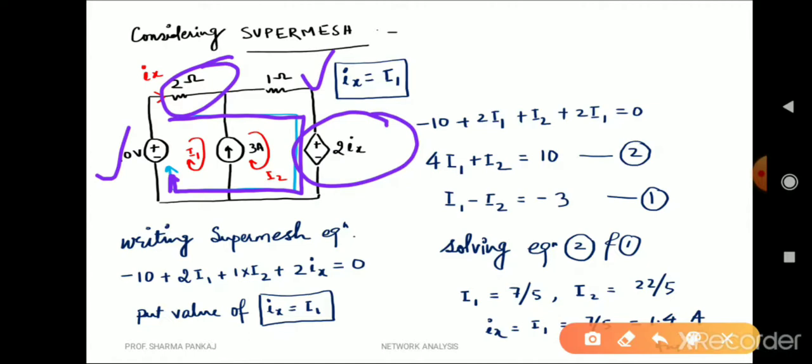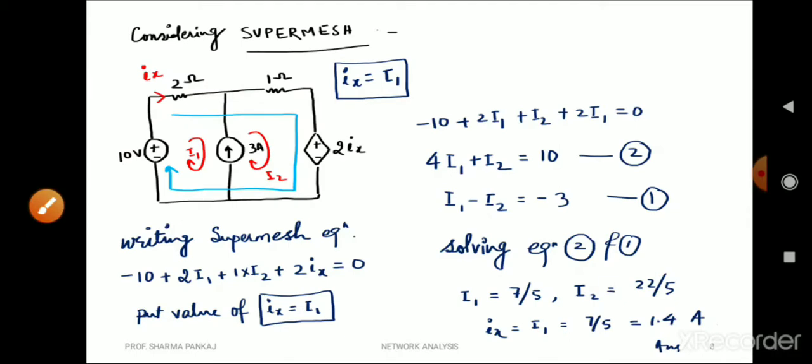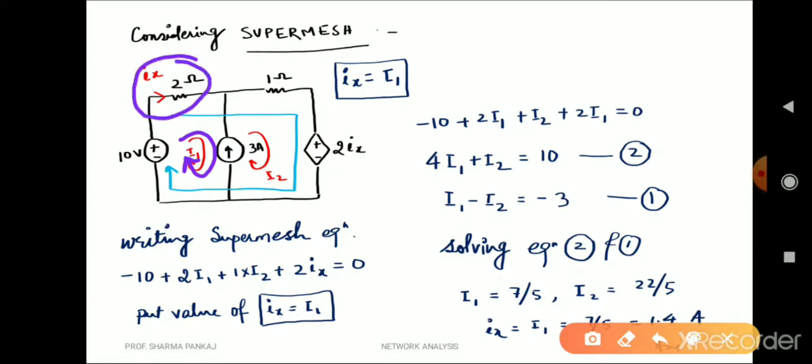Now from the diagram, I1 must be equal to ix. It means loop 1 current will be equal to ix current, and the value of ix is very much required to know the value of the current dependent voltage source. Where is it? This is your current dependent voltage source, that is 2ix. Ix is the current which has already been defined in this circuit parameter.